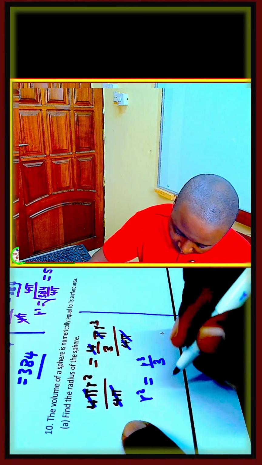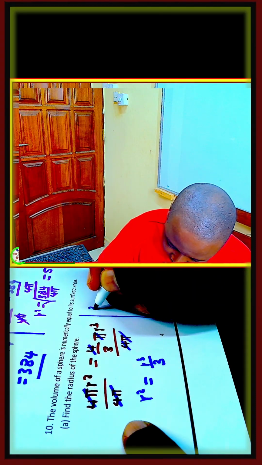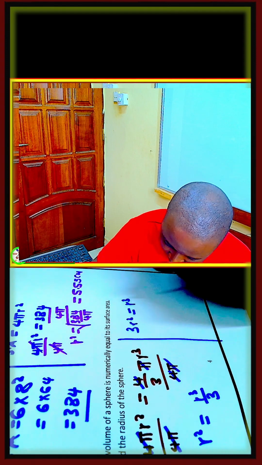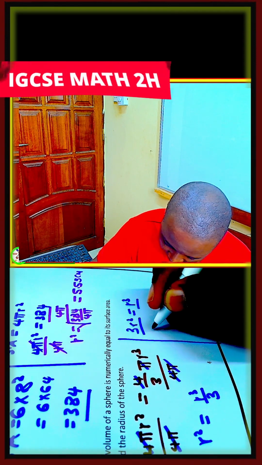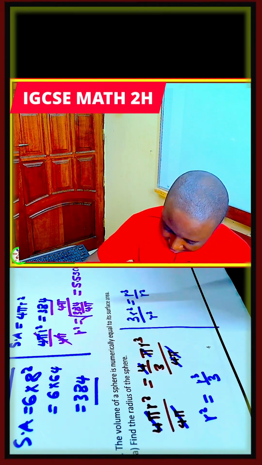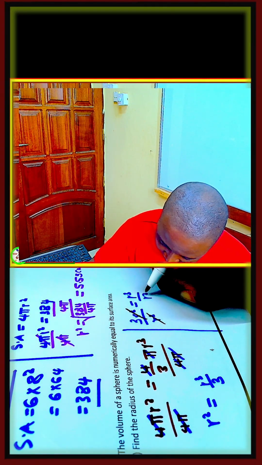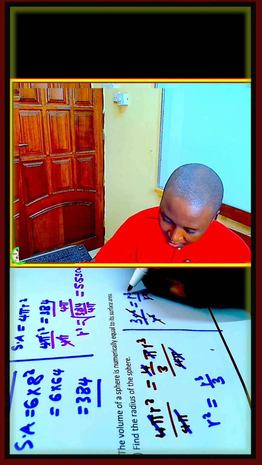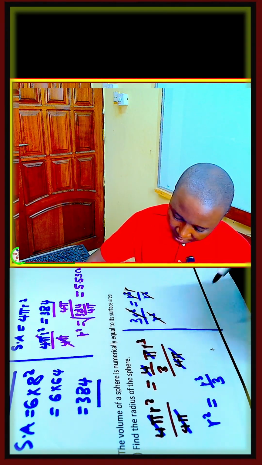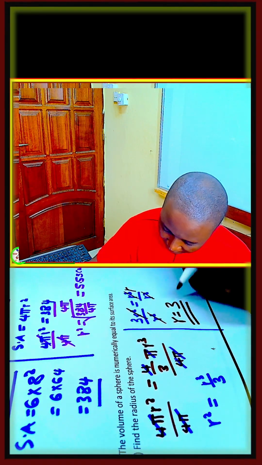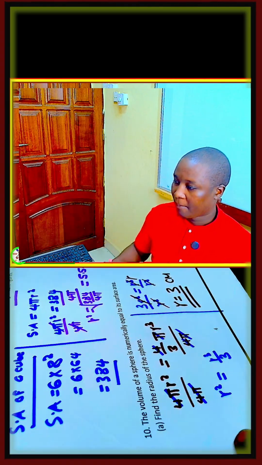Then if we multiply by 3 both sides, we are going to have 3 r squared is equal to r cubed. Then divide by r squared, so that we can cancel this and this. r squared will cancel with r squared. We are going to remain with r here. So our radius is going to be 3 centimeters.